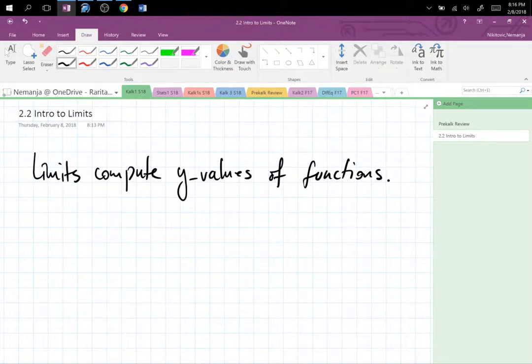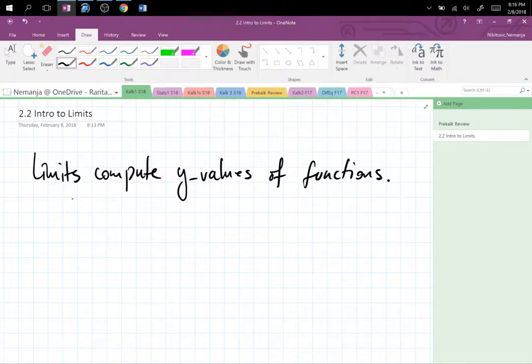Now you're going to say, well, wait, wasn't that what we did in pre-calc? When I say f of 3 is equal to, you plug 3? Yeah, but the limit does it differently, which gives it so much power. So let's take a look.